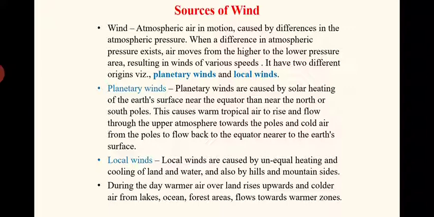The reason for that low temperature is that the availability of solar radiation or solar energy is very less at the north and south poles compared to the equator. In the equator region we will have the maximum harvest of solar energy. So that means the temperature of the air at the equator will always be much higher than that of the air at the north pole or south pole. This causes warm tropical air to rise and flow through the upper atmosphere towards the poles, and cold air from the poles will flow back to the equator nearer to the earth's surface.